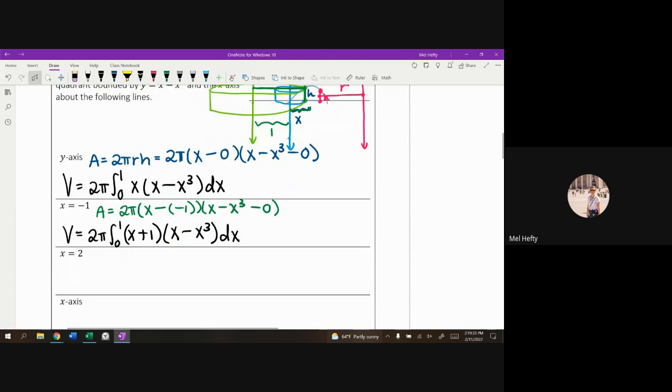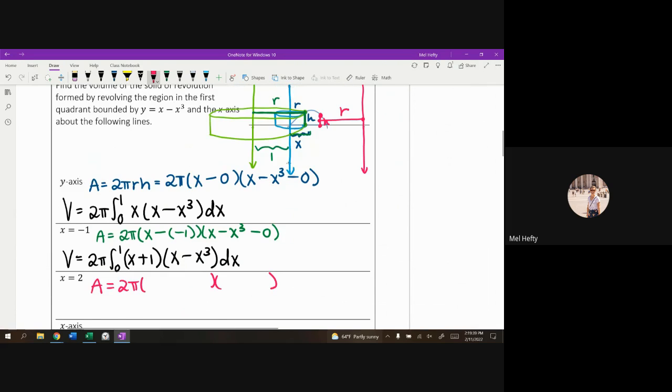All right, let's do this thing. 2 pi. All right, even if I draw my H elsewhere, is it gonna change? No, it's still that top function minus that bottom function in that region. So we're still working with x minus x cubed down to the x-axis. What are your thoughts on the radius?